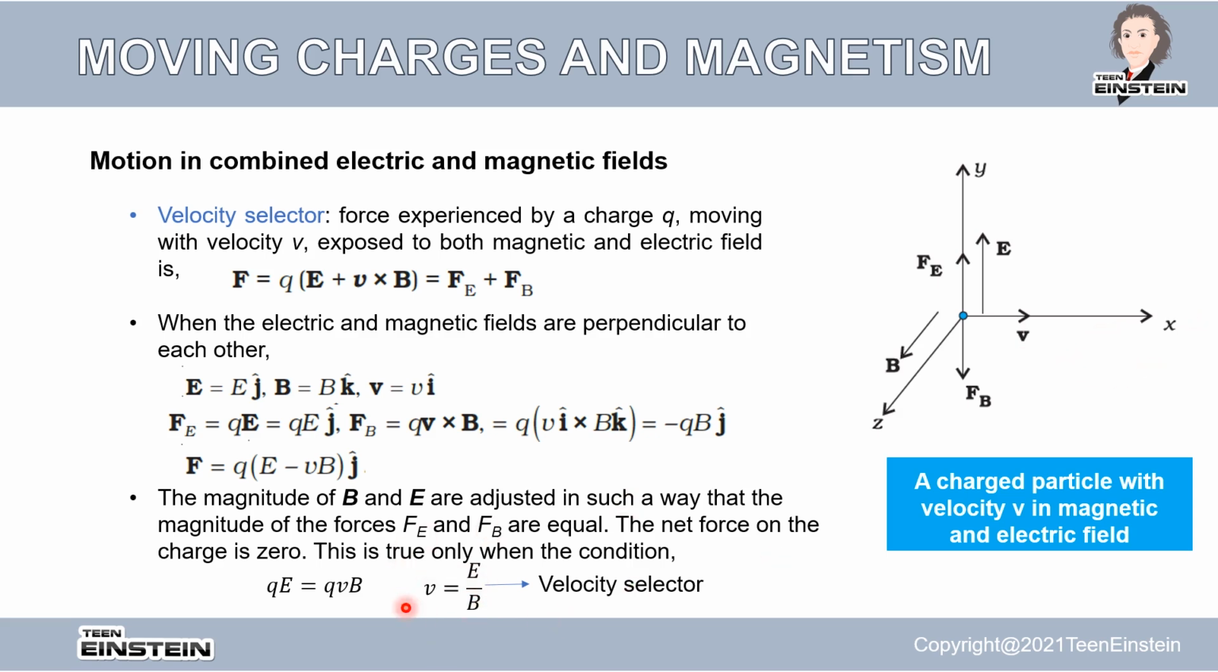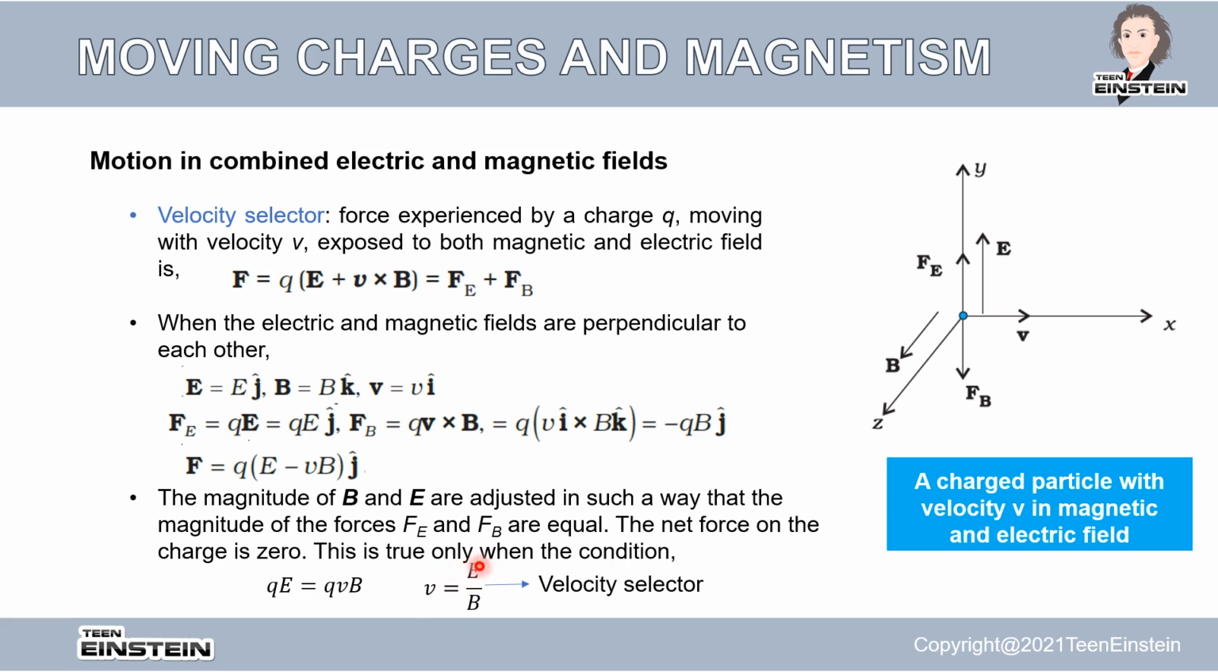So by assuming this condition, we can select the particles with a particular velocity to come out of this particular situation unaffected by the fields. So for example, if you have a bunch of particles with different velocities, but you want the particles with only a particular velocity to come out undeflected for some experiment, you want to use this. So how can you do that? You can design an experiment with this.